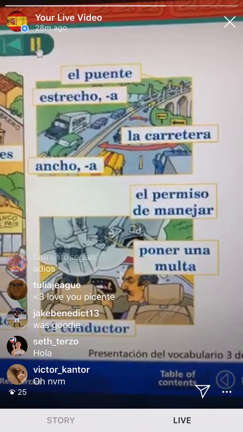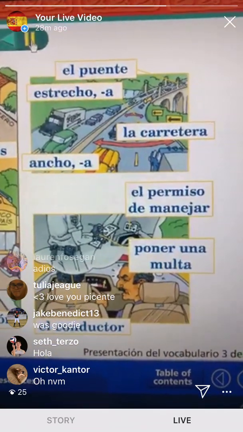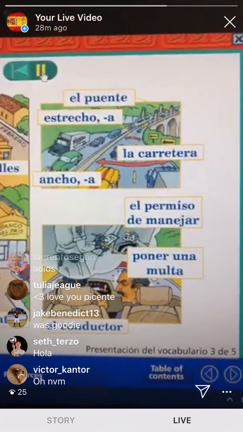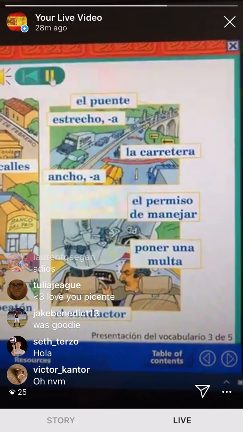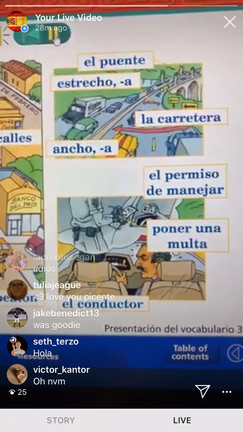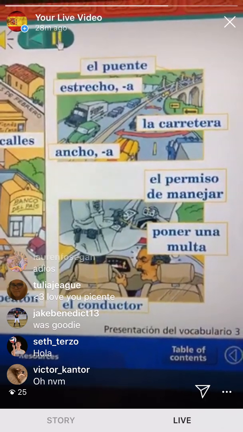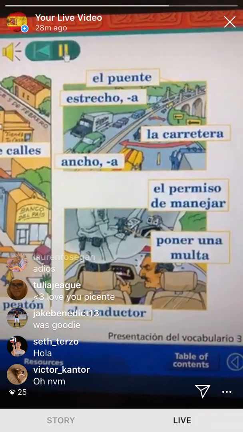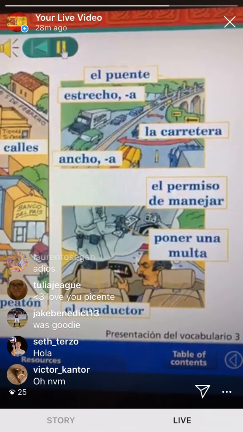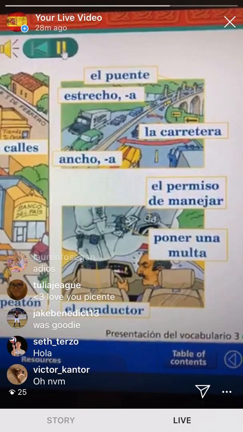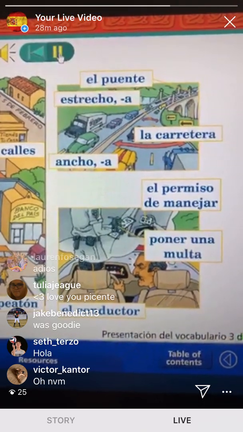Estrecha. Narrow. Estrecha. La carretera. Highway. La carretera. Ancho. Wide. Ancho. Ancha. Ancha.